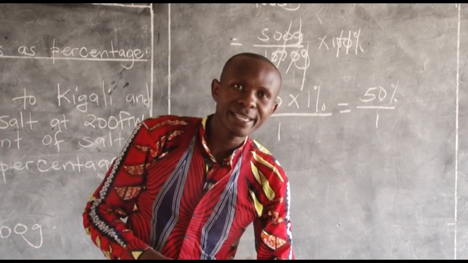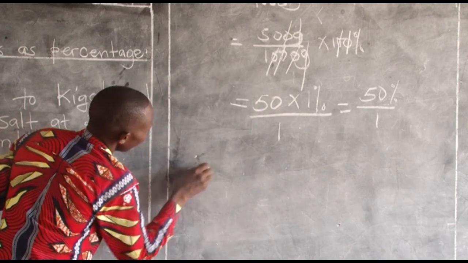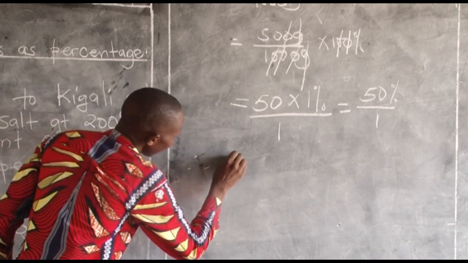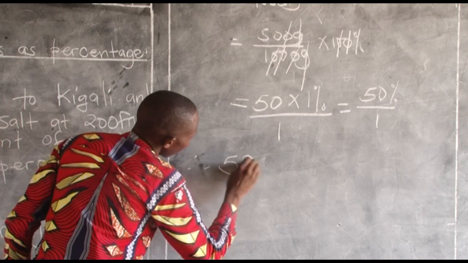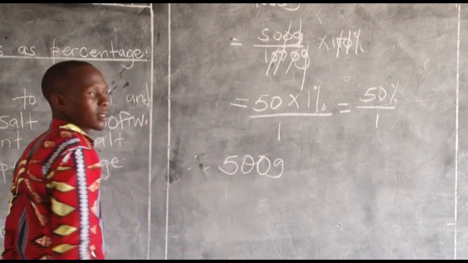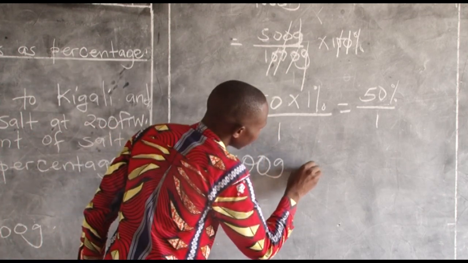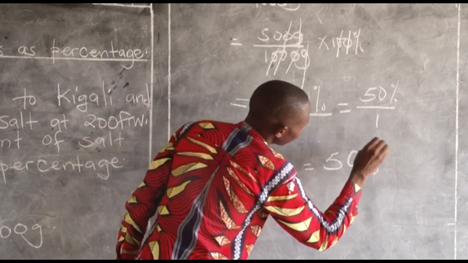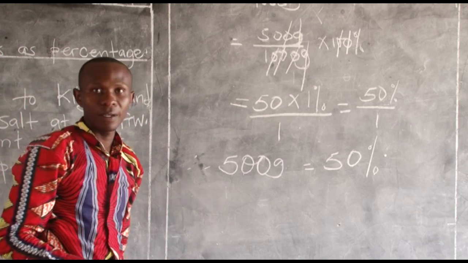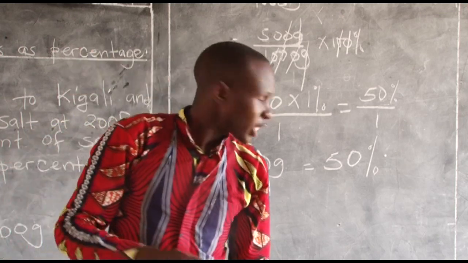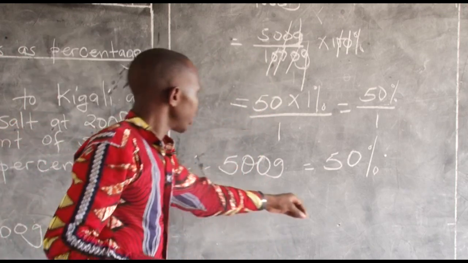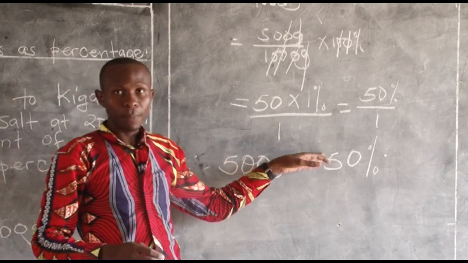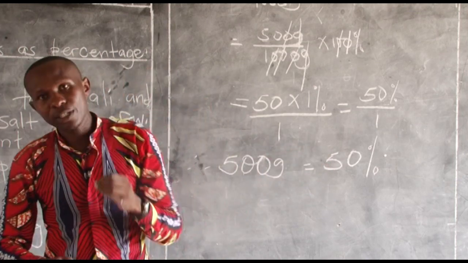Therefore, I will summarize by saying, therefore, 500 grams is equivalent to 50%. But put this in consideration.